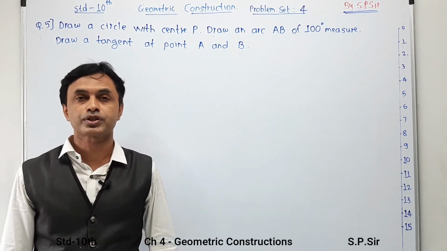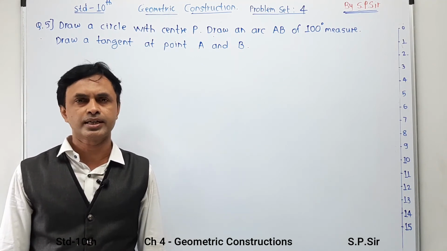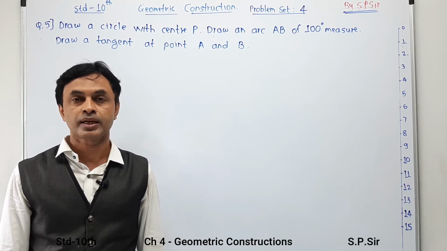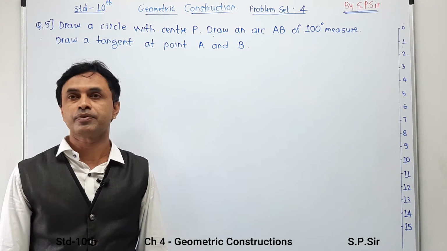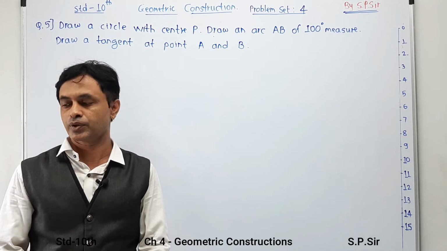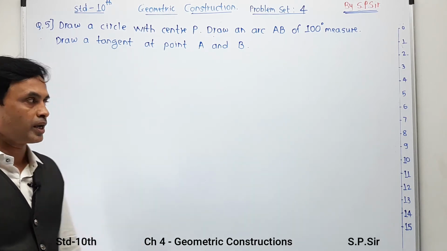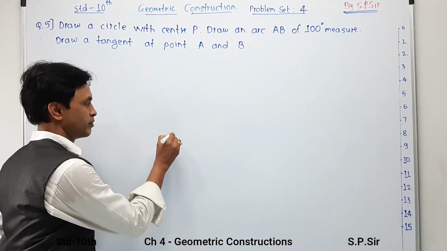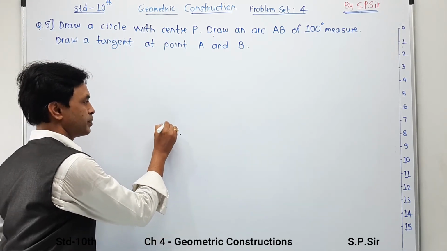Means in this case, first of all we have to draw a circle of any radius. Let us say I am going to take a standard radius like 3 centimeter. Then we have to make an arc AB of 100 degree, and that is a challenging task for you. Now one by one I am going to take each part. First of all I am going to take the center of a circle somewhere over here, and the center of the circle is P.